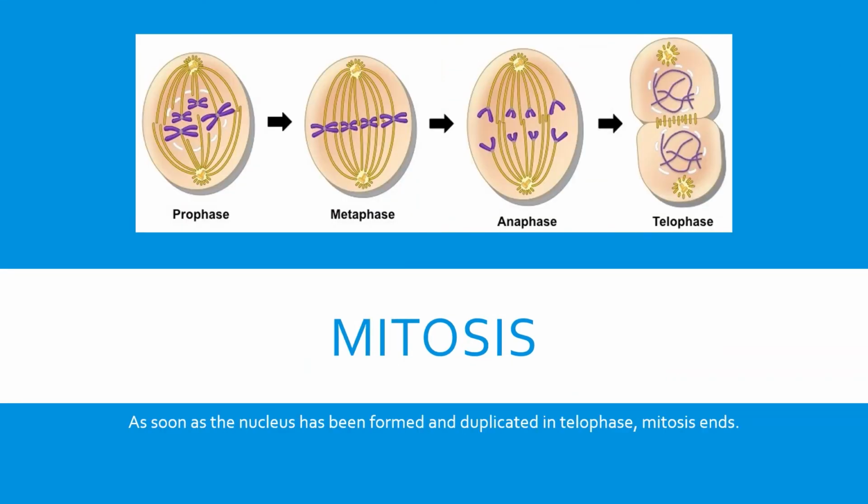All right, so here are all the steps of mitosis looking nice and neat with one another. One important thing to note is that as soon as the nucleus has been formed and duplicated in telophase, that is technically when mitosis ends. So even though those cells are completely separated, all mitosis is the duplication of the nucleus. That's really all it is. So it's the splitting and duplicating of the nucleus. Cytokinesis, again, is not technically part of mitosis. It ends once those two new nuclei are formed.